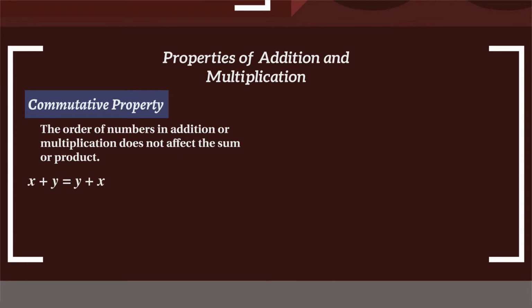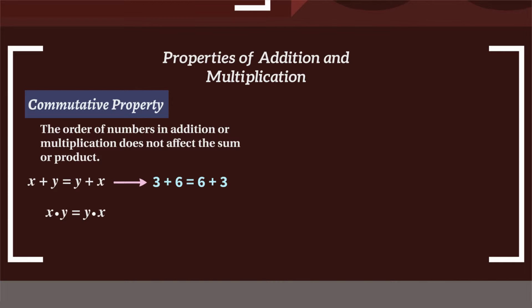To have a better idea about what the commutative property is all about, let's explain using variables. If we have x plus y, we can also write it as y plus x, and the answer will not be affected. For example, 3 plus 6 is also equal to 6 plus 3. You see, we can interchange the numbers in addition. That's what the commutative property is all about.